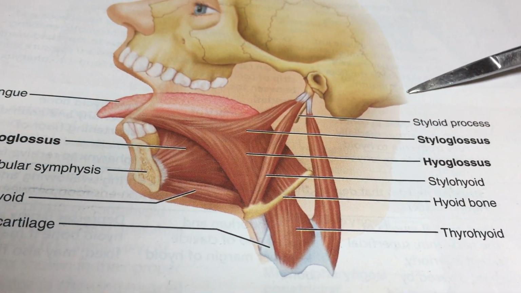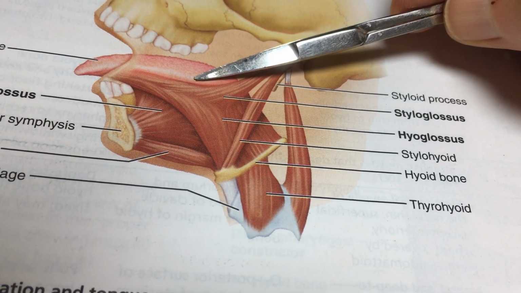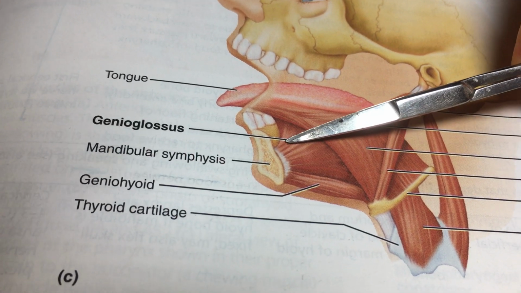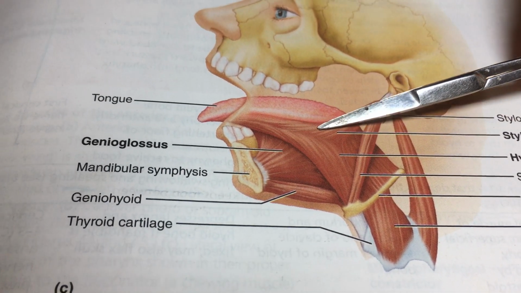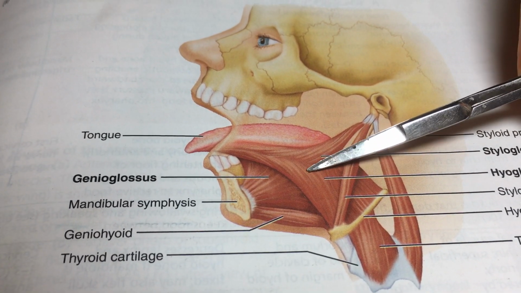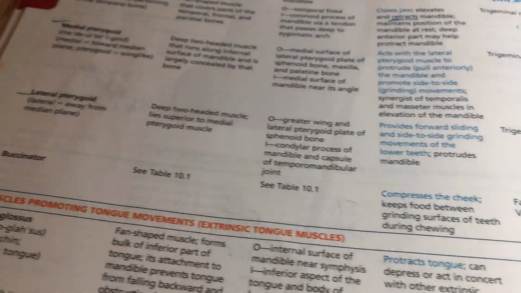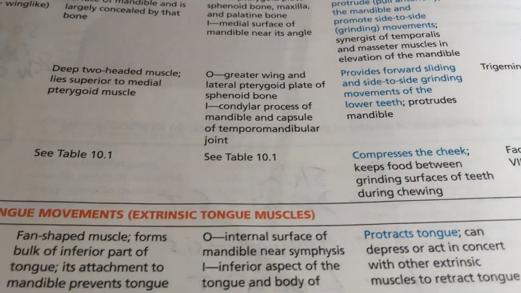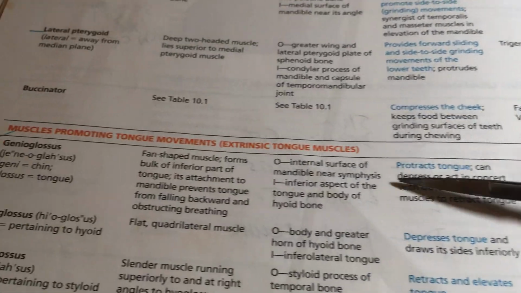They give us some examples here, like styloglossus, coming from the styloid process to the tongue. And then in the front here we have genioglossus, coming from the chin and going to the tongue. So anything that inserts on the tongue or is a muscle of the tongue is going to be innervated by the hypoglossal nerve, which, is it listed here? Yes, it is. It's listed right here.